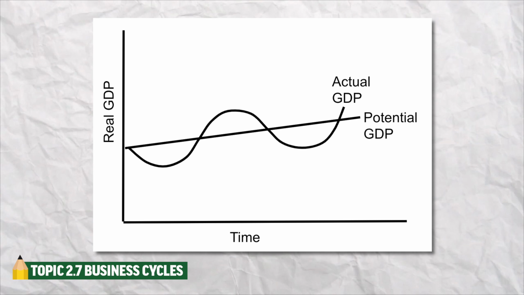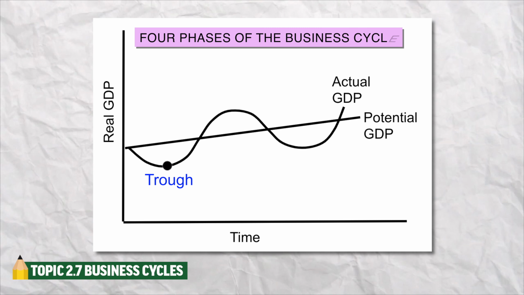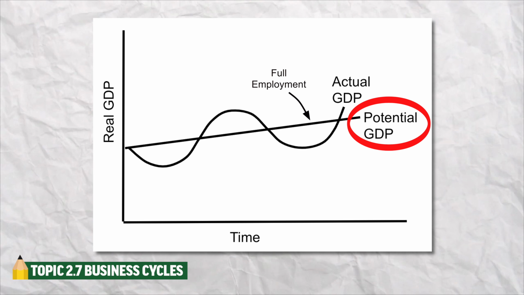The economy goes up and down over time, and there's 4 phases to the business cycle. There's a trough when the economy's at its lowest, then there's expansion, or what's called a recovery. There's a peak when the economy's at its height, then there's a recession, also called a contraction. And this trend line represents the idea of full employment, or our potential GDP when there's no cyclical unemployment. But the actual GDP might be higher or lower than that potential GDP.